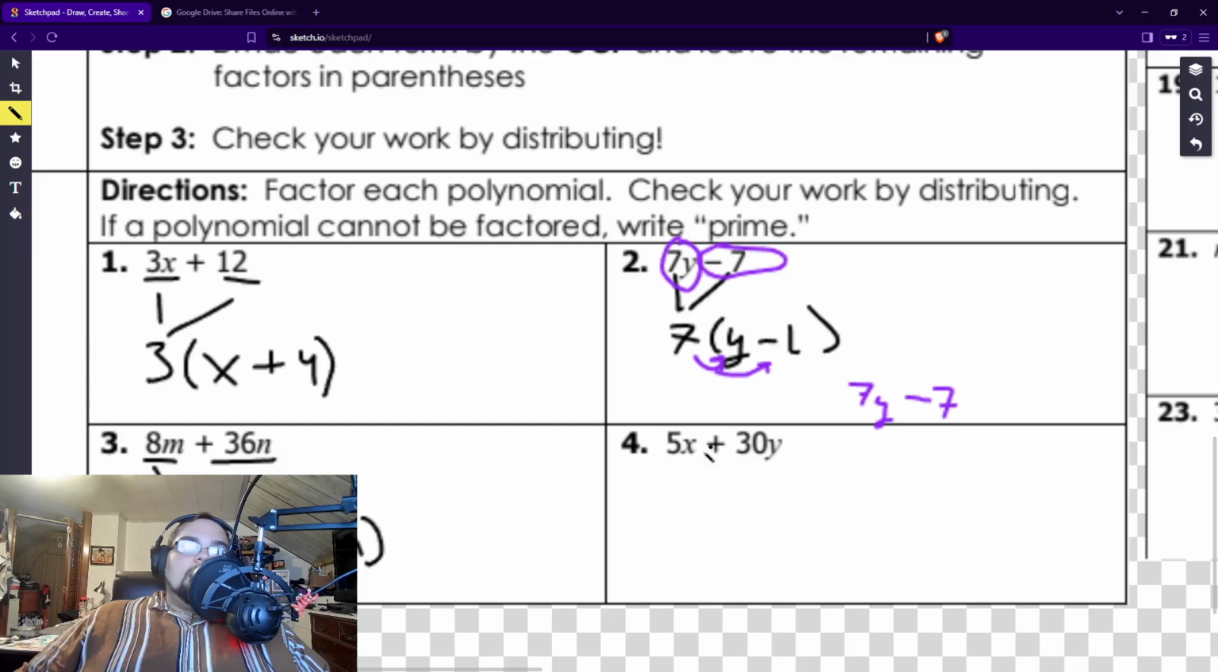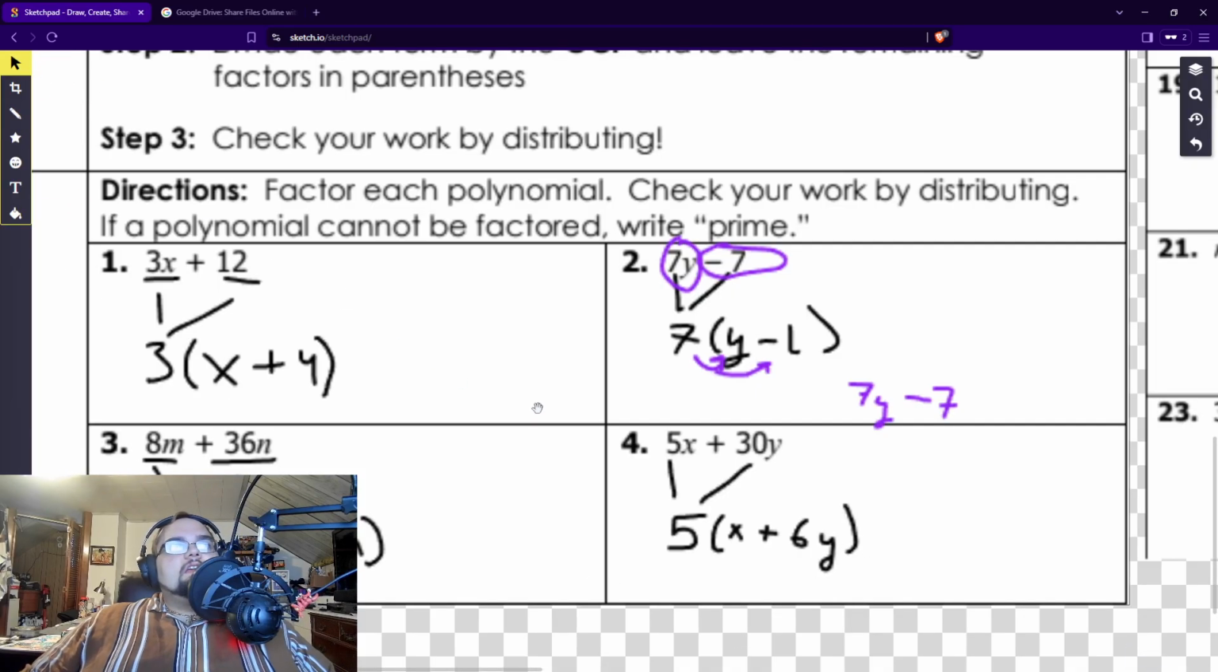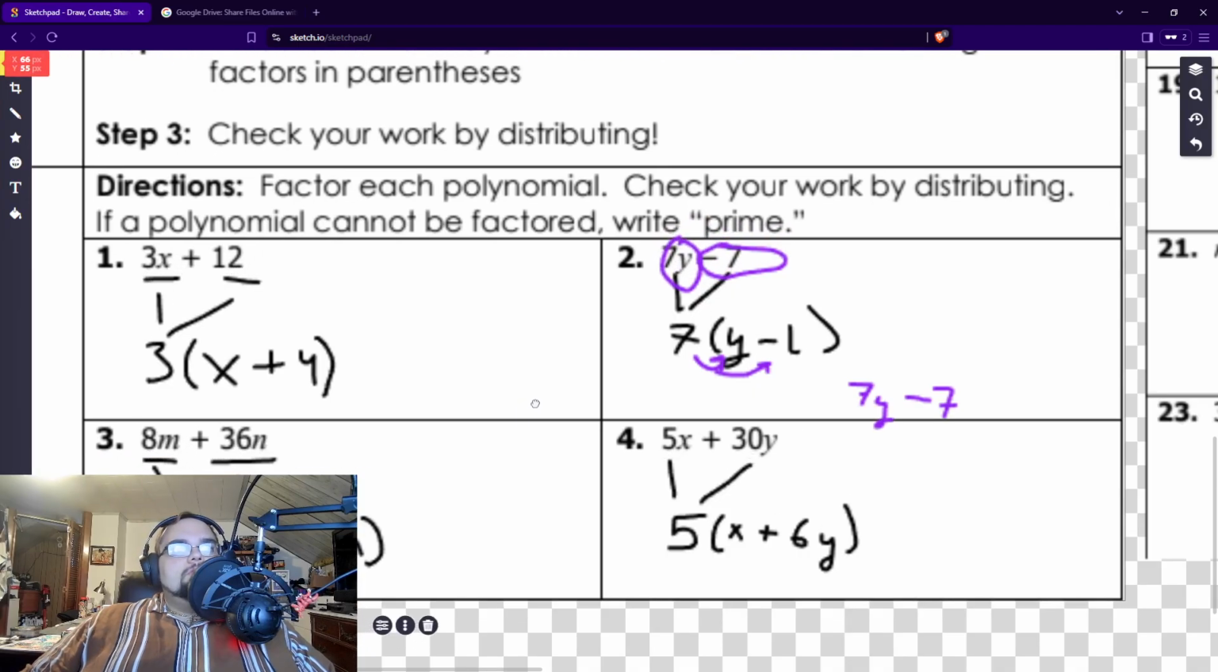5x, 30y. I'm pretty sure both of them take a 5. X, Y, different things. So, x plus 6y. You digging it? I'm digging it. I know I'm digging it. But are you digging it? That's the question.